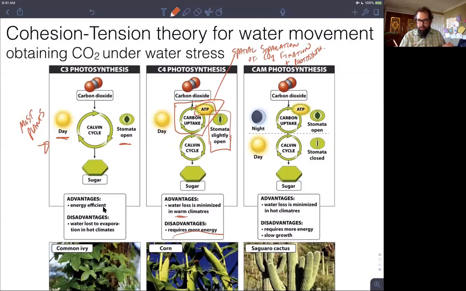The last type of photosynthesis that we see is called CAM photosynthesis. CAM photosynthesis does a twofold adaptation here, and the first of those is that there's actually a temporal separation.